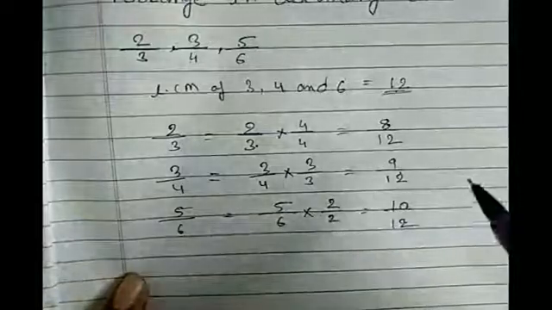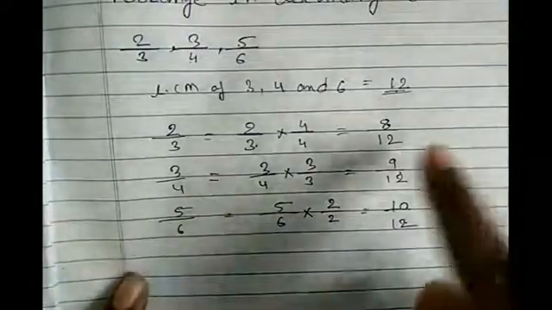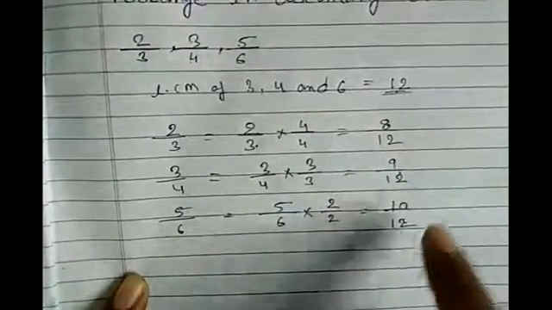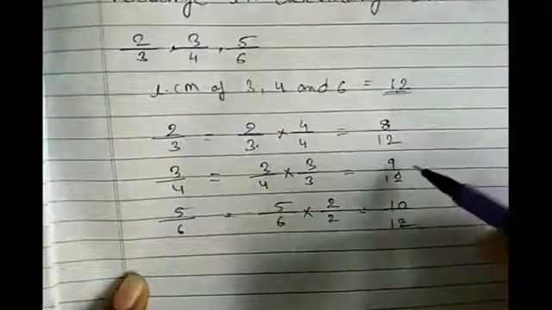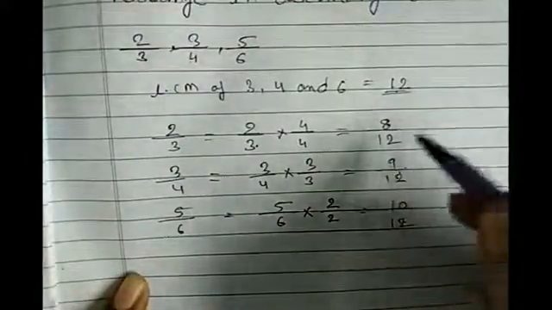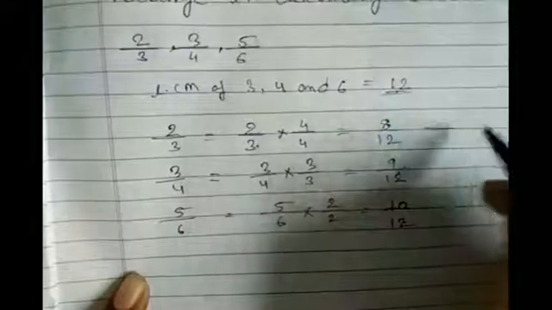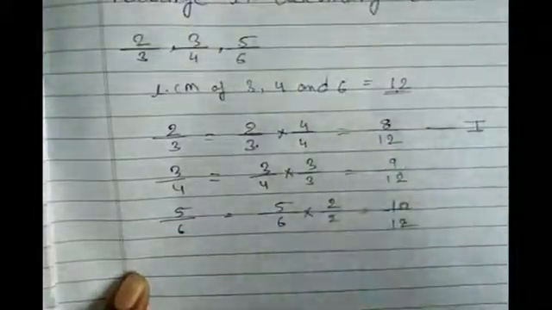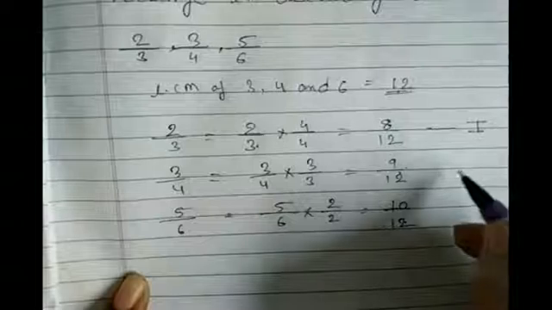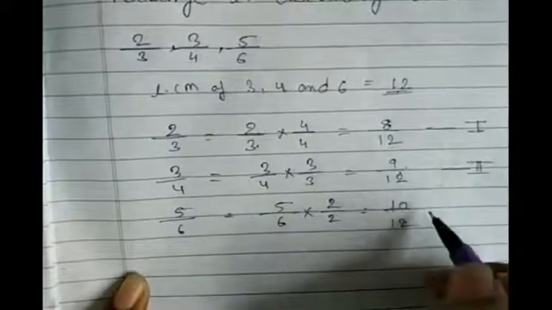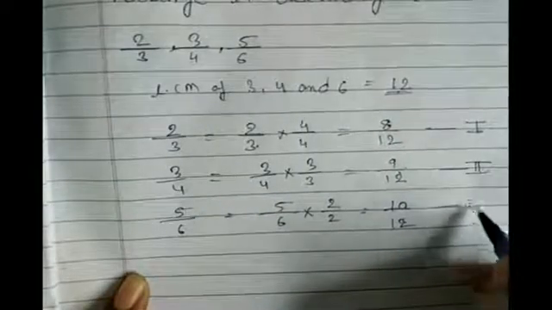Now we have to arrange them in ascending order. So just hide the denominators, ignore the denominators, and see the numerators. Here 8, 9 and 10. The smallest number is 8, so this is our first fraction. The second number is 9, so it is our second. The third number is 10, so it is our third.